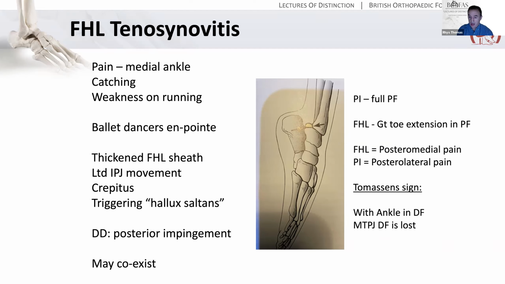There is a clinical sign called Thomasen's sign, not Thomas's or Thompson's, and this tends to occur when you get that stenosing tenosynovitis. So with the ankle in dorsiflexion, you lose MTP joint dorsiflexion, because a little bit like a stopper in a bottle, the nodularity of the tendon tends to sit at the neck of the fibro-osseous tunnel, won't come through, and therefore big toe motion is then lost.